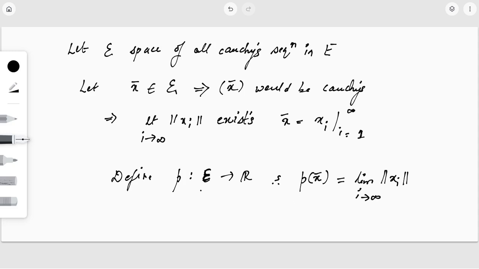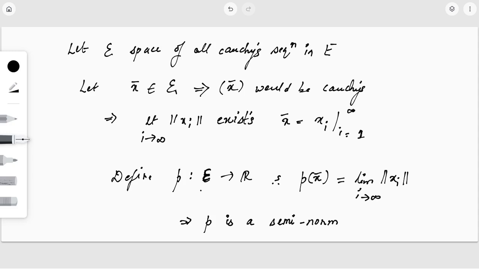That is, it satisfies the properties of a semi-norm. You can verify that. I'm not showing it here. It is easy, you just have to show the three properties. First is P of x bar is greater than or equal to 0. The second one is P of lambda times x bar is equal to absolute value of lambda times P of x bar, and the third one is the triangle inequality.